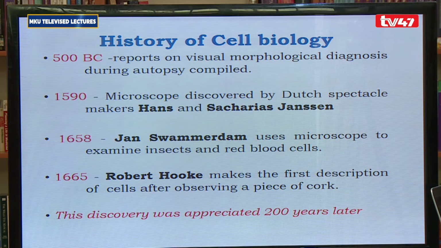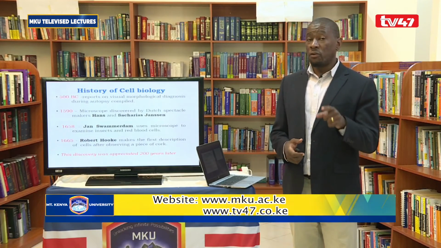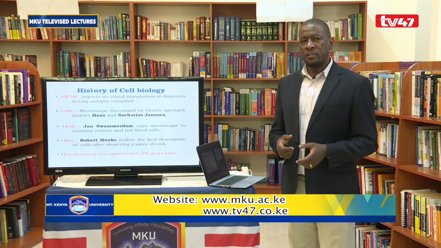The scientist Jan Swammerdam was the first one to begin to report the observation of microscopic structures in insects, and he was also able to report about the red blood cells using the microscope. Again, in 1665, we have another scientist, an Englishman called Robert Hooke, who decided to observe cork. Cork is like dead wood, and he was able to see through a microscope that he made by himself that the cork had certain holes, which he called cells. In fact, that is the first time we begin to use the word cells to describe these structures.